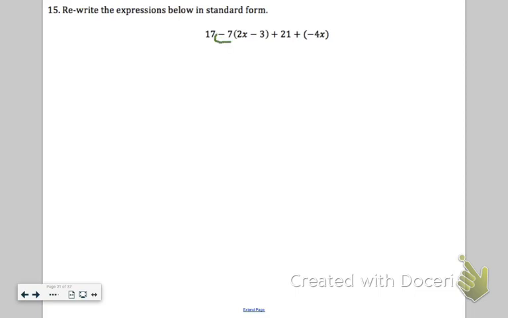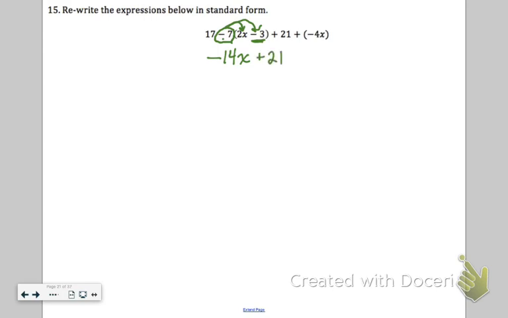So if I'm looking carefully, I see a negative 7 is being distributed to a 2x minus 3. We always have to handle our multiplication first. So any distribution has to be done before I combine it with addition and subtraction. So negative 7 times 2x, I get negative 14x. Negative 7 times negative 3, I want you to look at those as negative 7 times negative 3 because a negative times a negative is a positive 21.